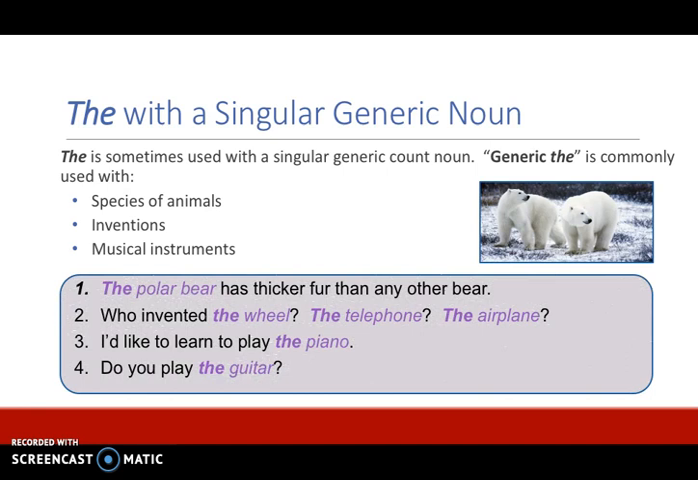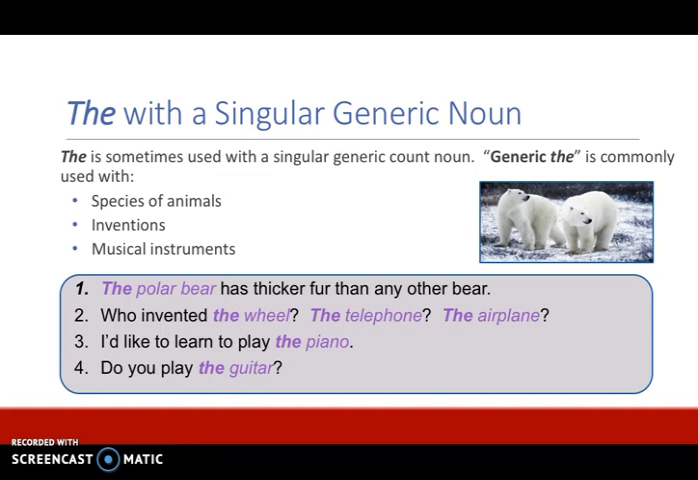Here are some examples. The polar bear has thicker fur than any other bear. So polar bear is a species of animal, so we can use the for this generic noun. So again, this has a similar meaning to saying a polar bear has thicker fur or polar bears have thicker fur. These are all different ways of expressing the generic noun.